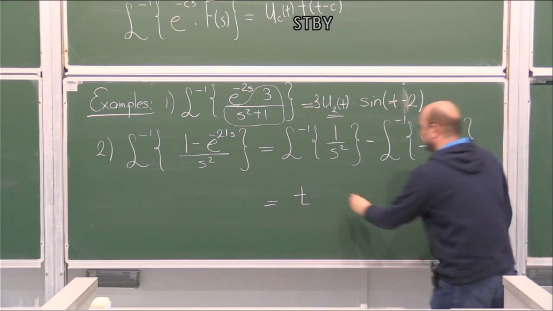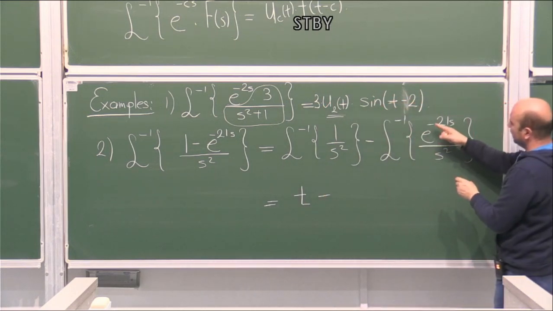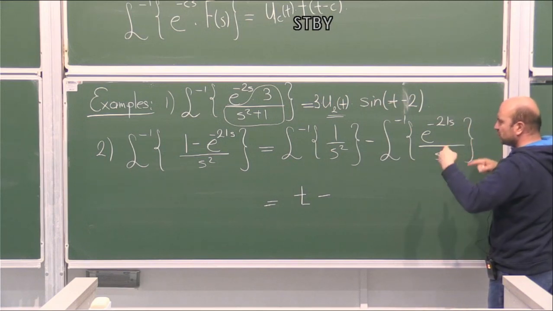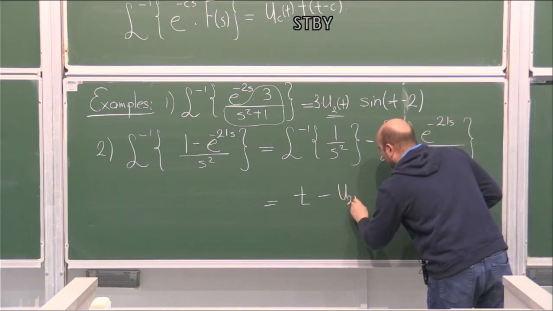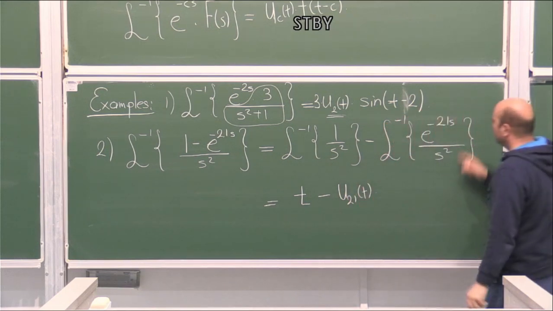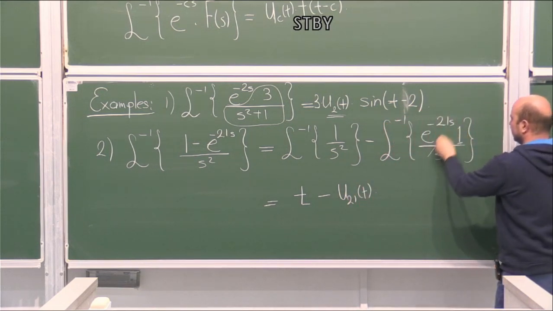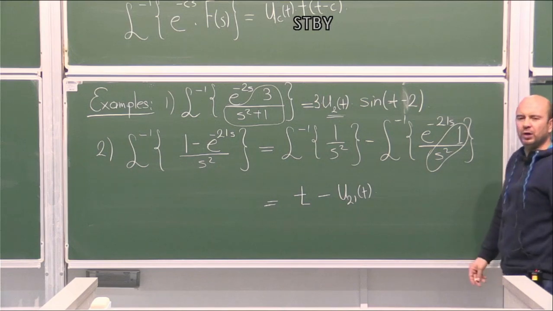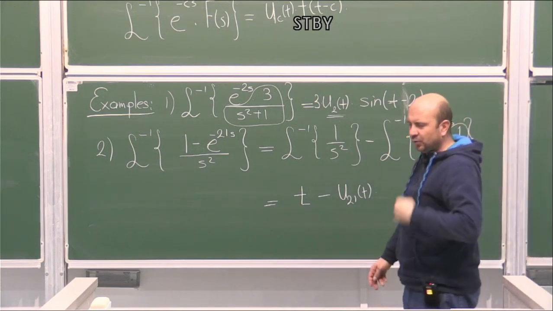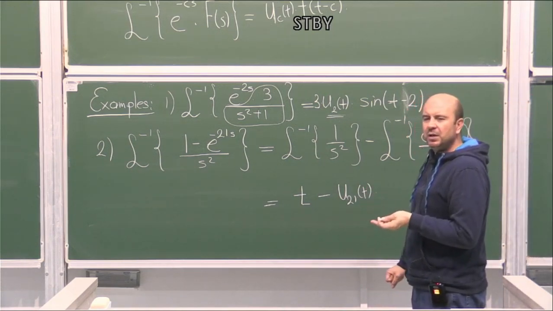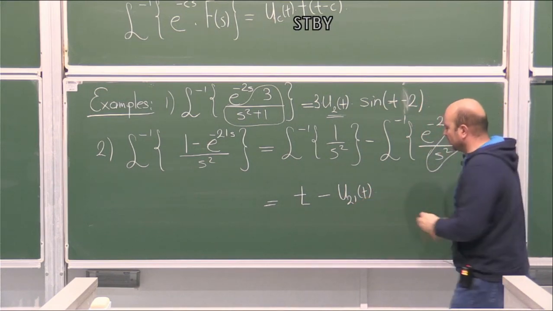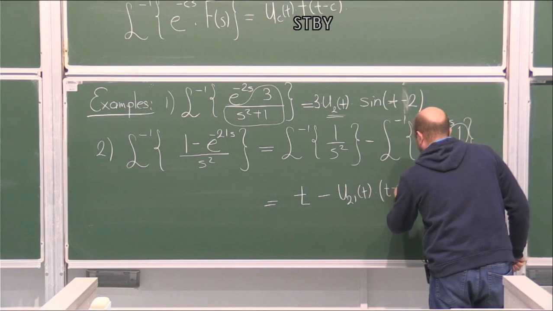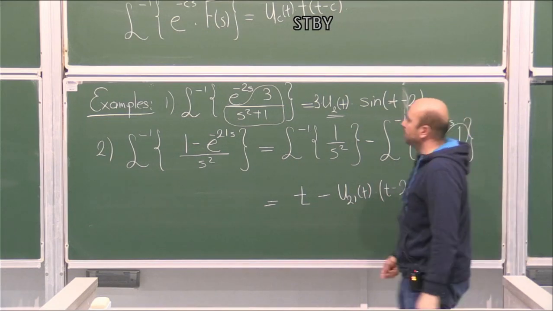And minus, now I see that there is e to the minus 21s. So this will remind me that there should be a step function at 21. And now I just look at what is left. The left part is 1 over s squared. And we know that its inverse Laplace is again t. But I cannot write here t. I have to write its shifted version by using 21. So I will write there t minus 21. Right?